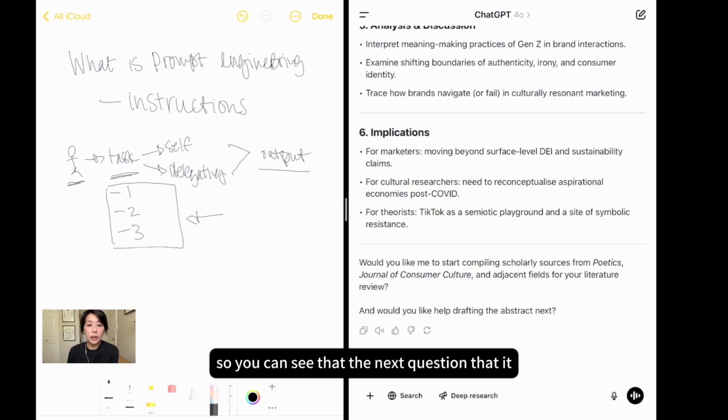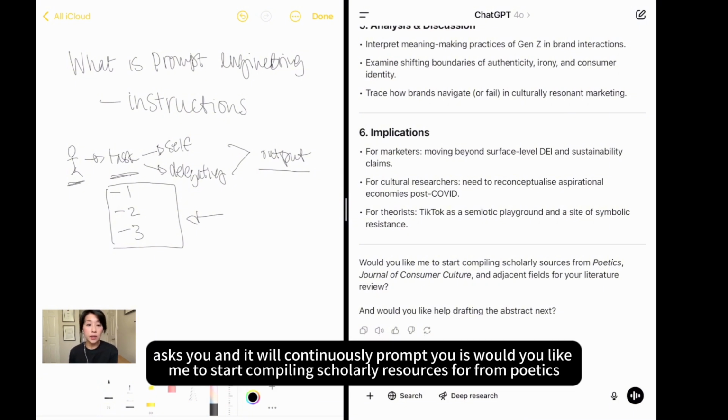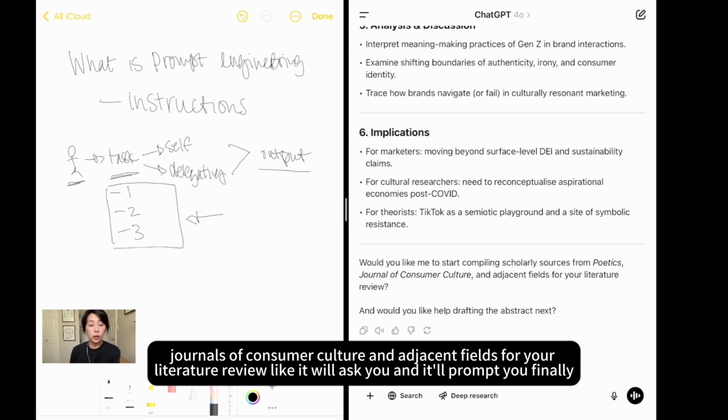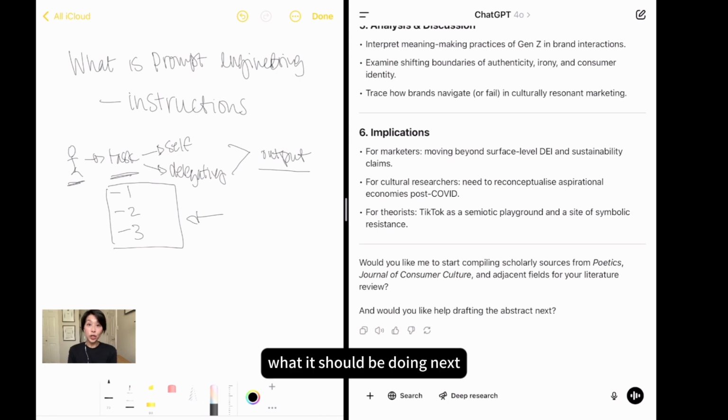So you can see that the next question it asks you, and it will continuously prompt you, is, would you like me to start compiling scholarly resources from Poetics, journals of consumer culture, and adjacent fields for your literature review? Funnily, it will prompt you with what it should be doing next. So you can say yes or you can say no.